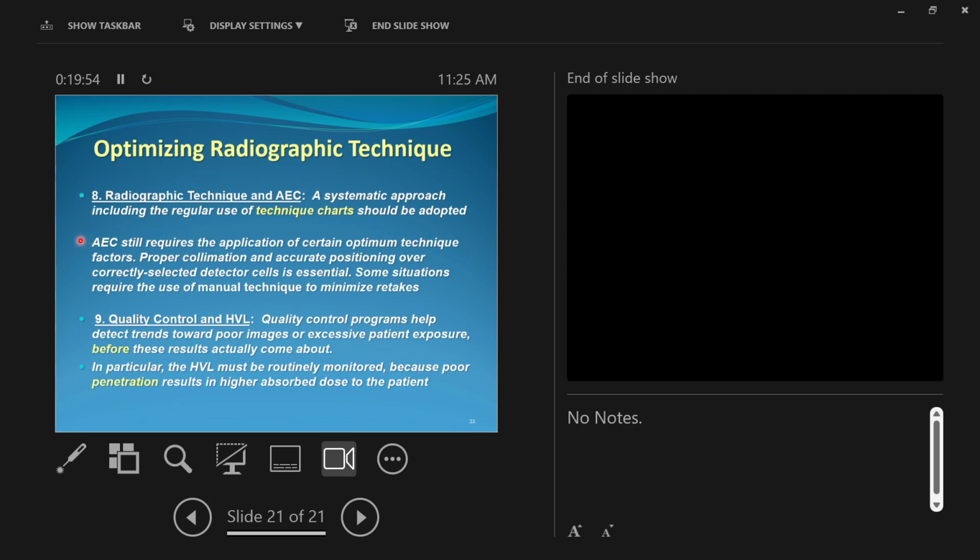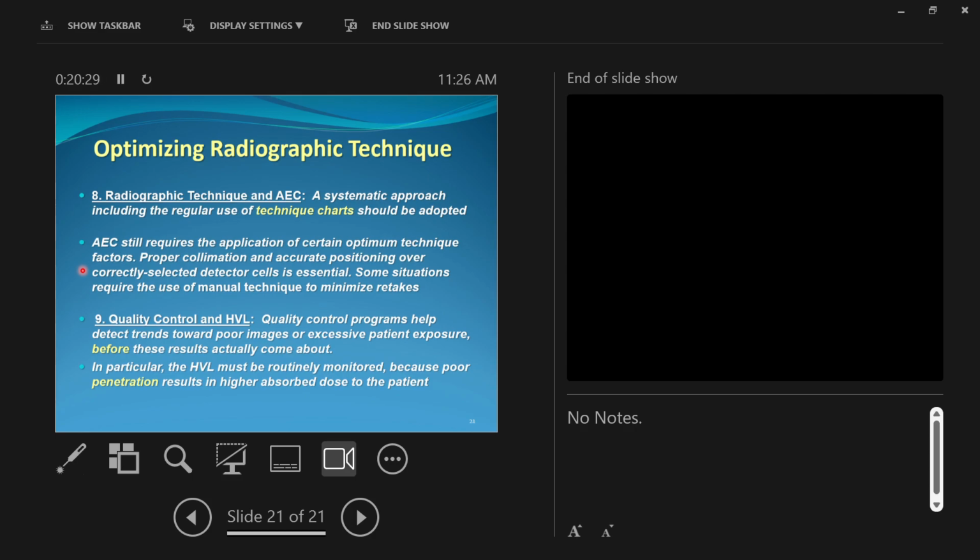AEC requires the application of certain optimum technique factors, proper collimation, accurate positioning, but it is one of the options for limiting patient dose because the computer's smarter than we are. Okay, the computer knows when to shut off the dose way better than we can program a dose, right? We can program a dose of radiation by setting a mAs and a kVp. The computer can do it in real time, right? Can shut it off right when it's received the right amount. AEC is fantastic. It's just another tool though, right?